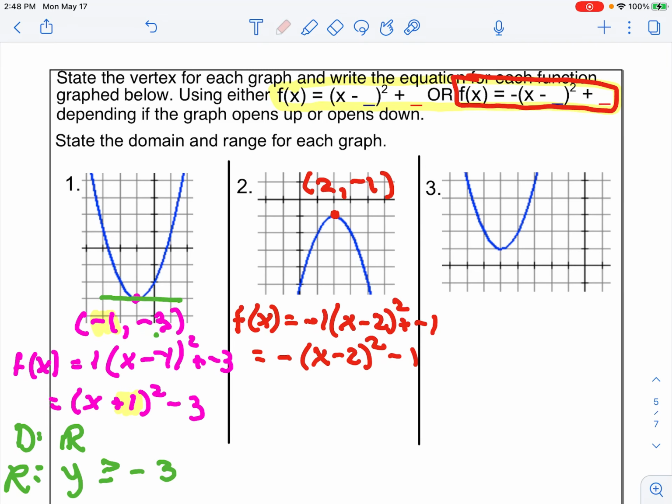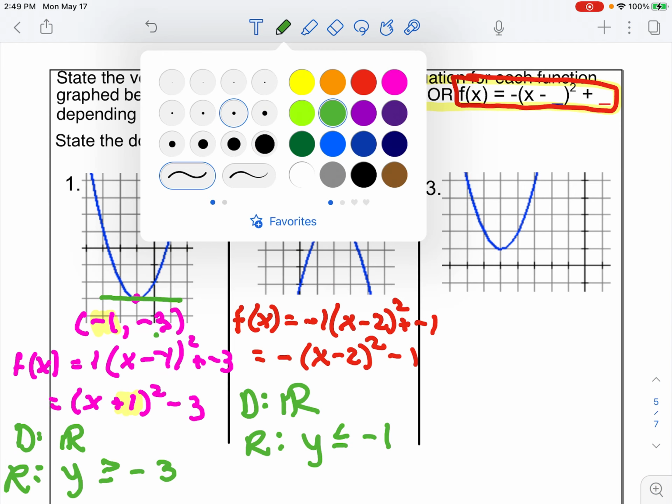And then my domain, again, is all real numbers, and my range is my y values never go above that y value of -1. So my y values compared to -1 are always less than or equal to. Okay, you try number 3. Pause the video and then either check the notes or restart the video for the explanation.